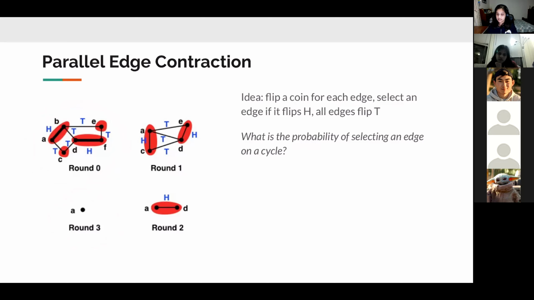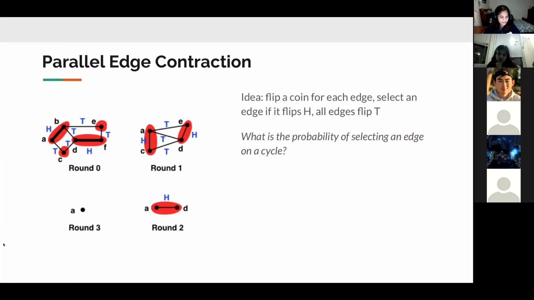So let's talk about what this means. What is the probability of selecting an edge on a cycle? Does anyone remember? No worries. That is totally fine.